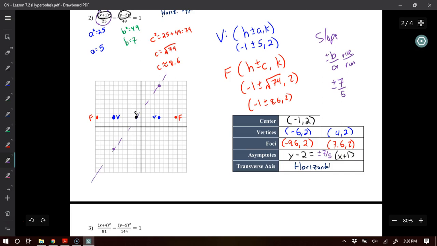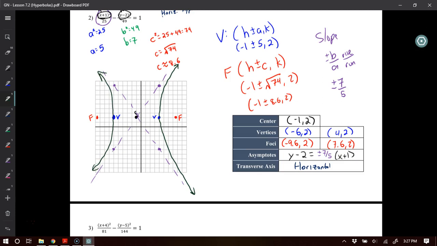And I'm going to do the same thing. I'm going to go down 7 and to the right 5. And I'm going to go up 7 and to the left 5. That's my negative asymptote. And then I sketch my curve. Again, you're going to curve out towards the asymptotes. It's going to still be a little curved, but slowly get closer and closer to the asymptotes as you sketch. And there is a horizontal hyperbola.